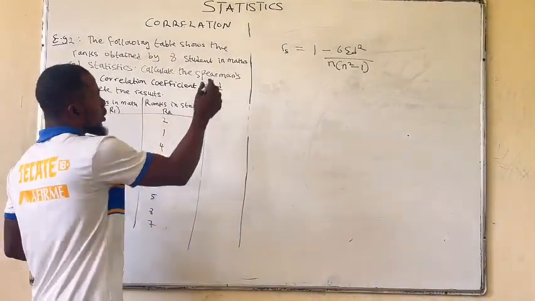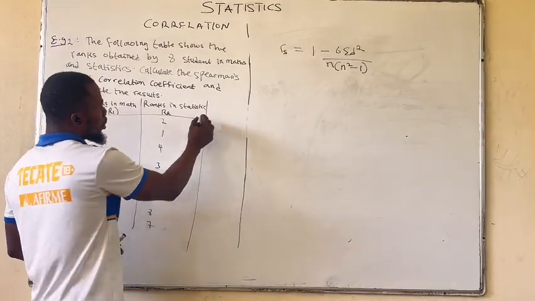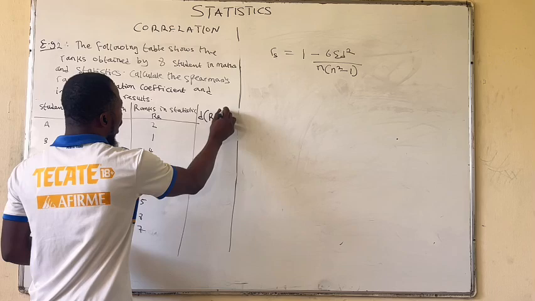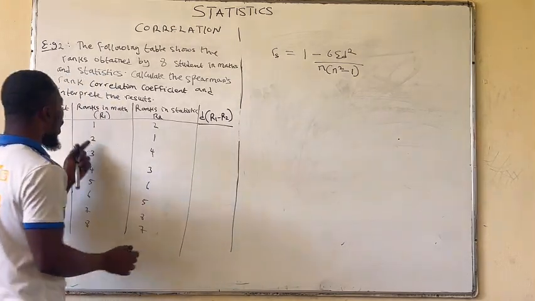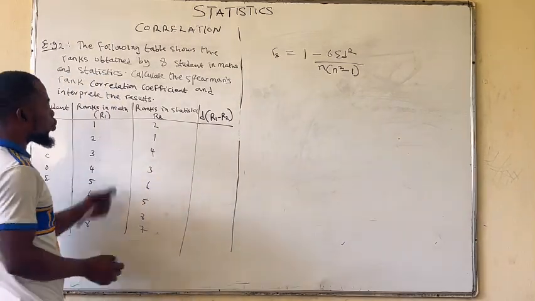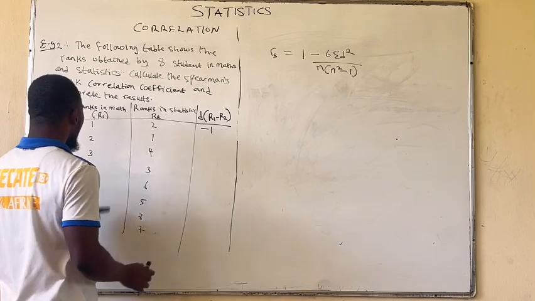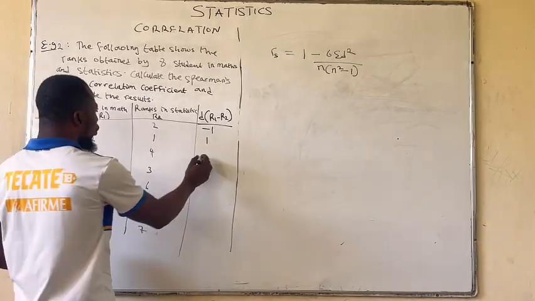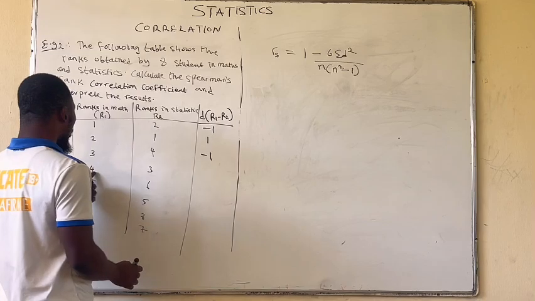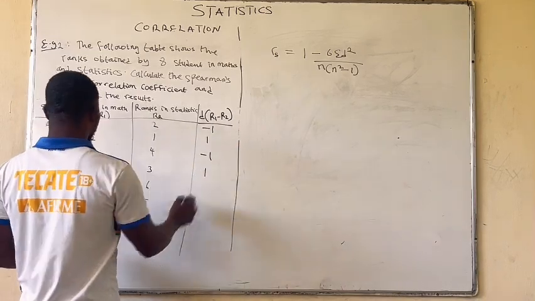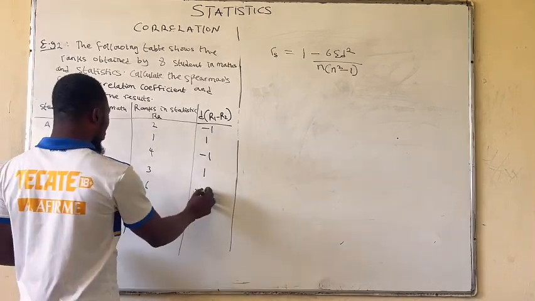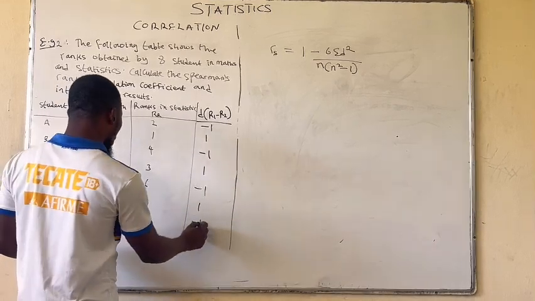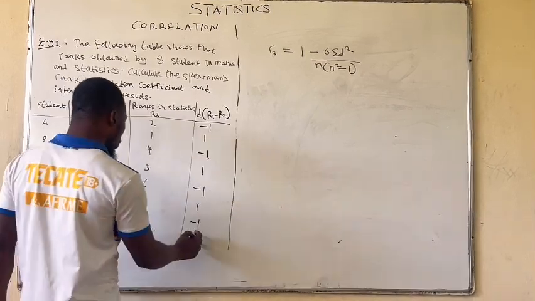Anyone you do, you'll still have the same answer. So in this case we'll be looking for D, which is R1 minus R2. 1 minus 2 gives us minus 1. 2 minus 1 gives us 1. 3 minus 4 gives us minus 1. 4 minus 3 gives us 1. 5 minus 6 gives us minus 1. 6 minus 5 gives us 1. 7 minus 8 gives us minus 1. And 8 minus 7 gives us 1.